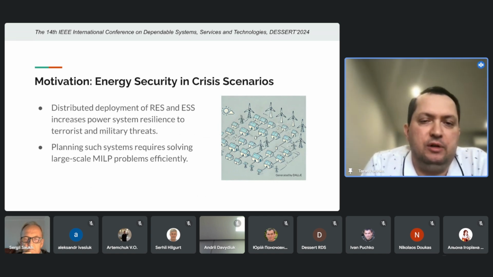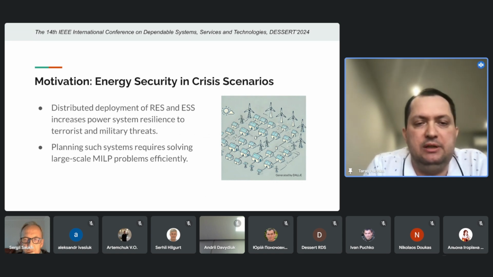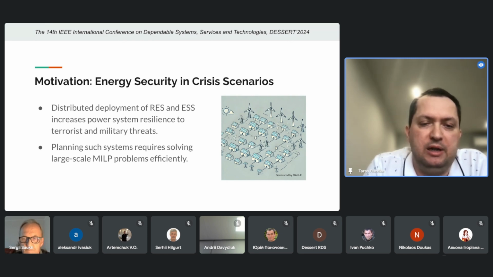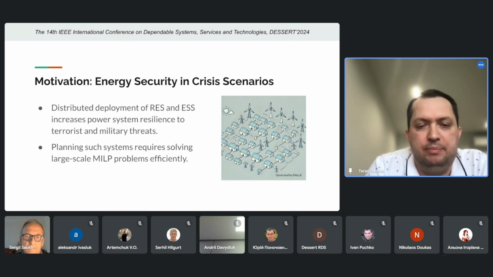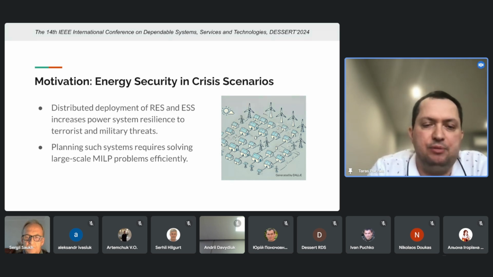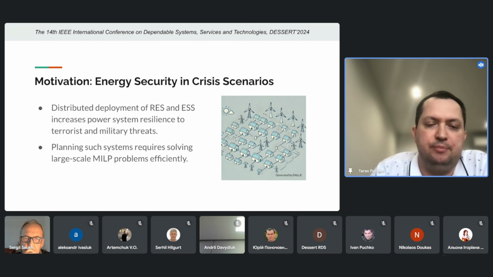Our motivation for research in generation capacity optimization arises from the urgent need for high reliability and resilience in power systems, especially in crisis scenarios such as military and terrorist attacks. Renewable energy sources and energy storage systems are crucial in this context, as their geographical distribution allows generating units to remain operational even if certain nodes are compromised. However, planning the capacity of such systems is computationally intensive and time-consuming, as these tasks are often formulated as large-scale mixed-integer linear programming problems.